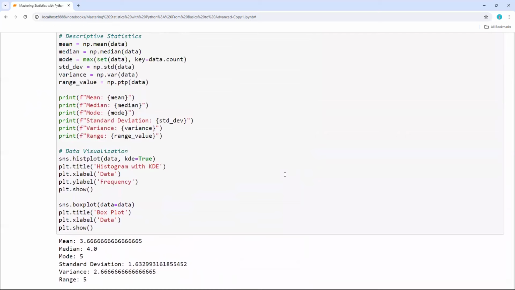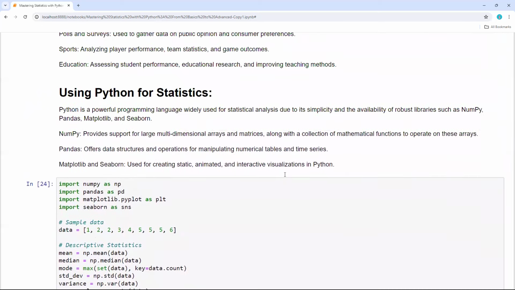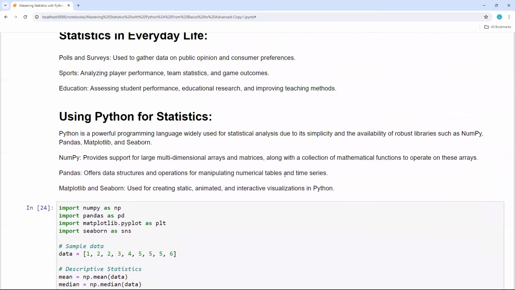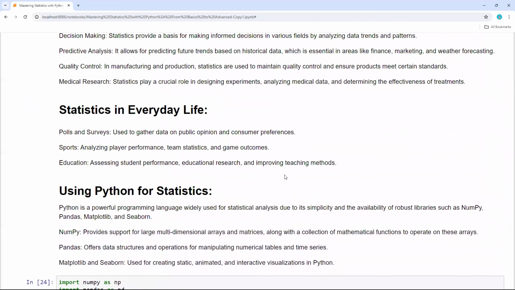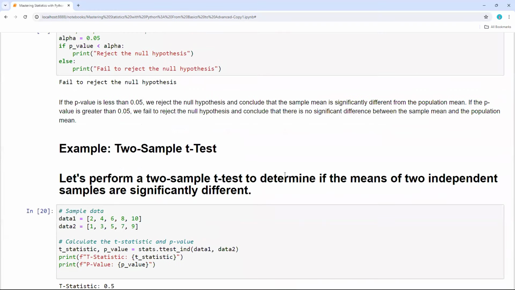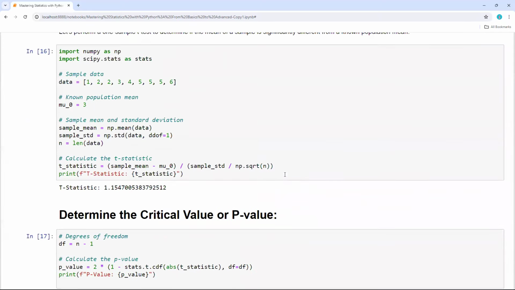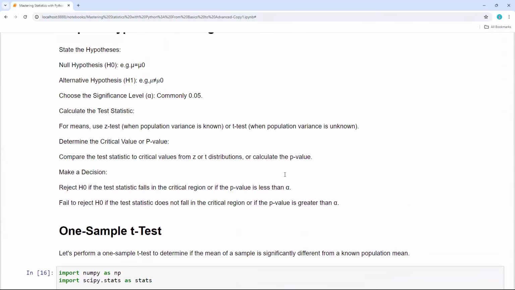I hope if you are looking for any statistical methods, or if you have any confusion in statistics, you got some answers after watching this video. If you have any questions, please do let me know so that I'll be able to clarify.